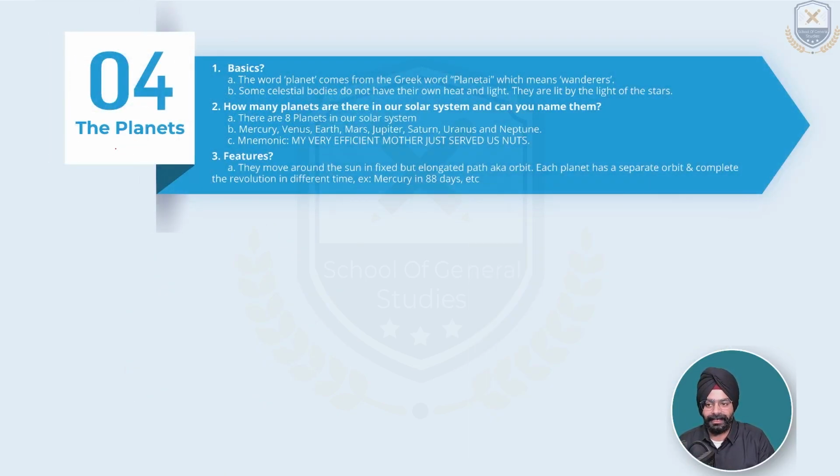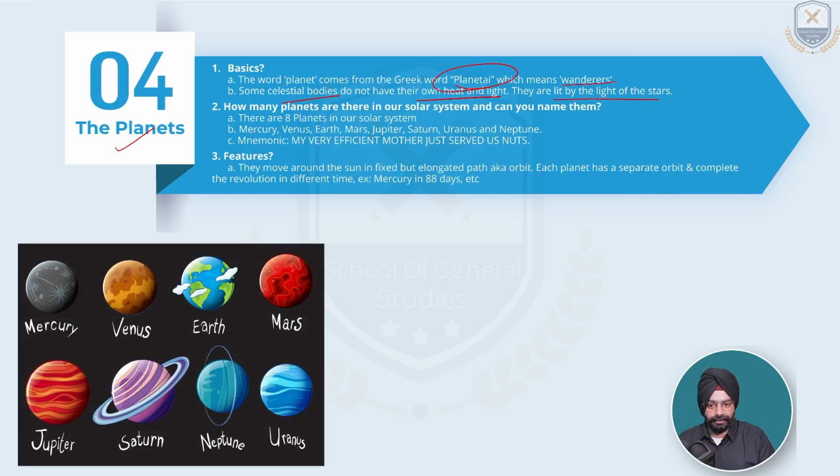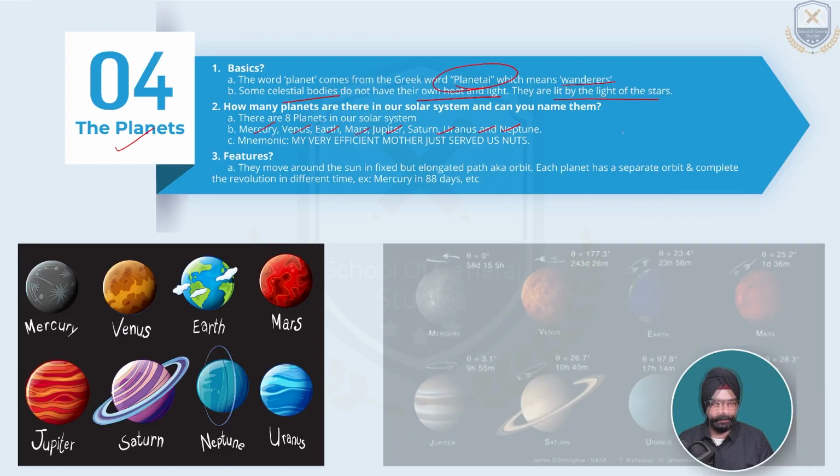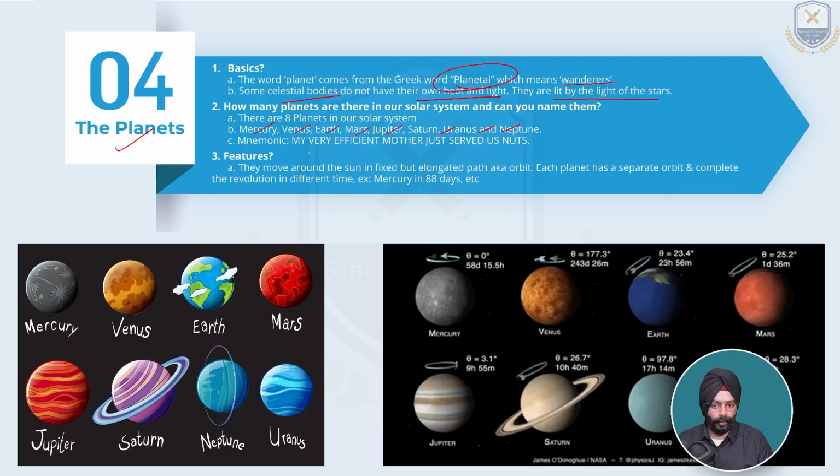Next, we will be looking at the planets. As we have mentioned, the word planet is of Greek origin, which is planetia. It means wanderers. These are the celestial bodies that do not have their own heat and light, but actually emit light from other stars. So there are a total of 8 planets in our solar system: Mercury, Venus, Earth, Mars, Jupiter, Saturn, Uranus, Neptune. There is a mnemonic to remember the planets given in NCERT: My very efficient mother just served us nuts.